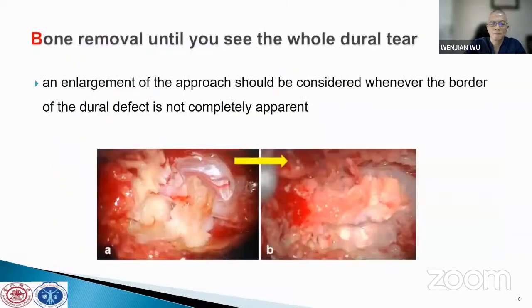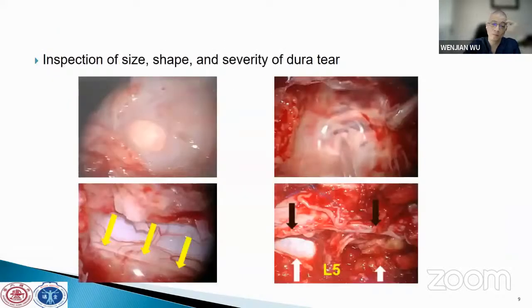First, when the incidental durotomy occurs in the surgery, we can remove the bone and surrounding tissues normally from the periphery towards the dural tear until we can see the whole dural tear. If the border of the dural defect is not entirely apparent, we should consider enlarging the approach. After bone removal, we can assess the dural tear size, shape, and severity to determine the management plan.